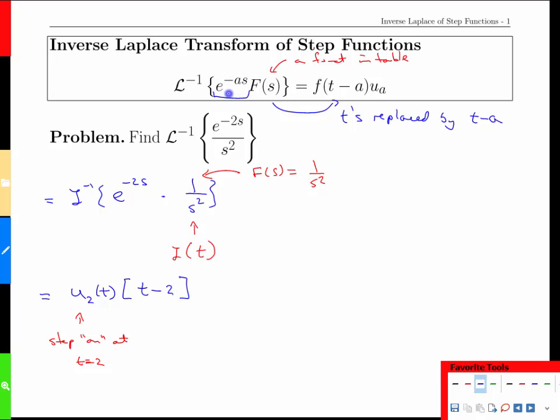So we see again that when we have step functions involved, or the transform versions, like e to the negative as here, there are two consequences for the inverse. We get a step function that turns on at that point, and we also shift any t's by t minus a, or replace them with t minus a's.